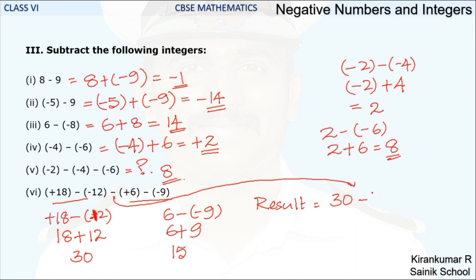minus 15. Once again, I'll change into addition question. So larger absolute value is positive number. Positive 15 is the right answer.